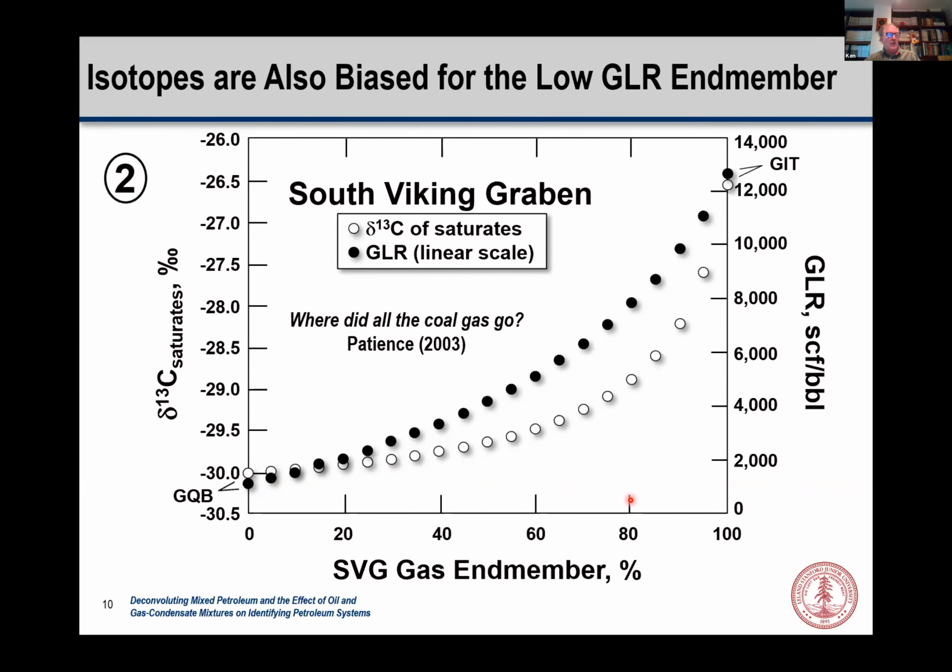You can get up to about 80% Sleipner-Huygens gassy input, and your isotope value is only changed by maybe about 1 per mil. You're not going to see that until you have really high concentrations of that SVG gas. So the isotopes are also biased against the high GLR end member. They're biased for that low GLR, that oily end member. And this also means that your prediction of the gas liquid ratio is going to be anomalously low because there's a tremendous contribution from the gassy end member.